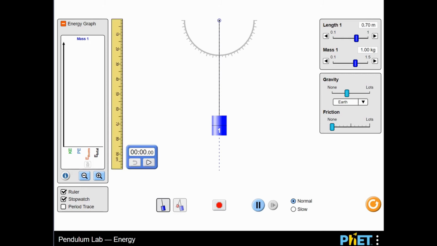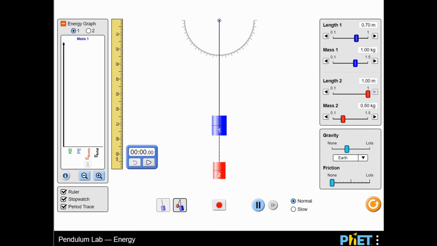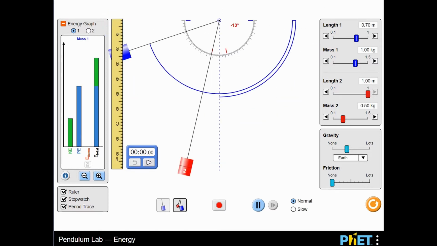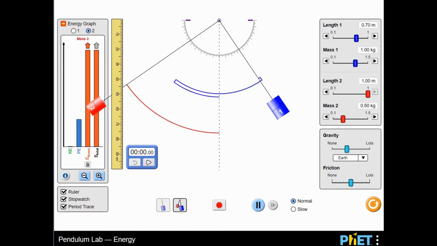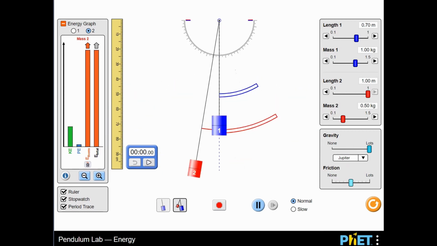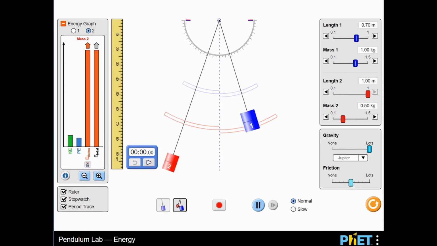Legends of Learning presents the Pendulum Lab Energy PhET Simulator. This is a science PhET simulation that makes learning about conservation of energy fun and easy to understand. In this game, you will use this simulation to gain more insight as to how a pendulum conserves energy under different conditions.